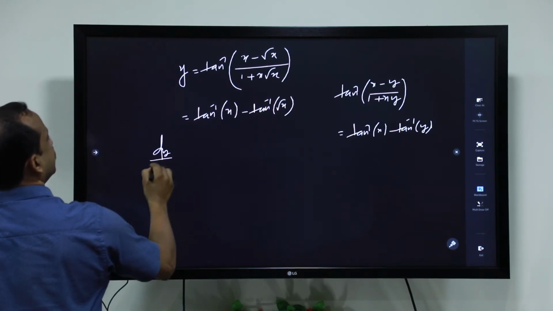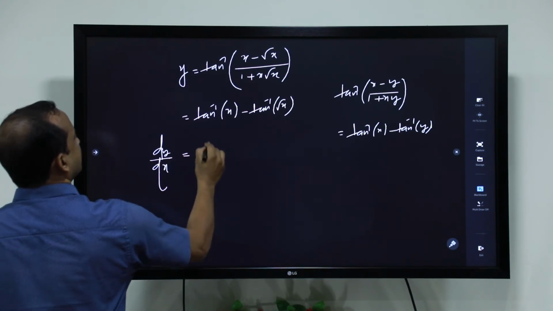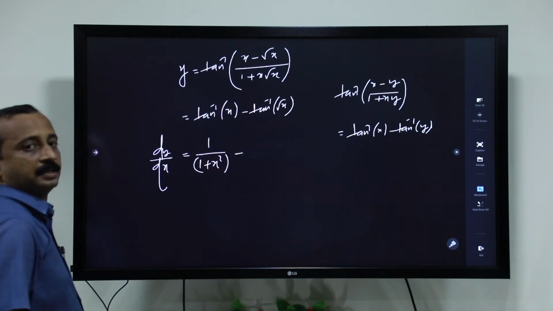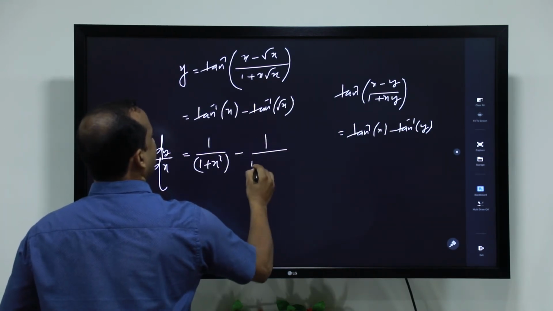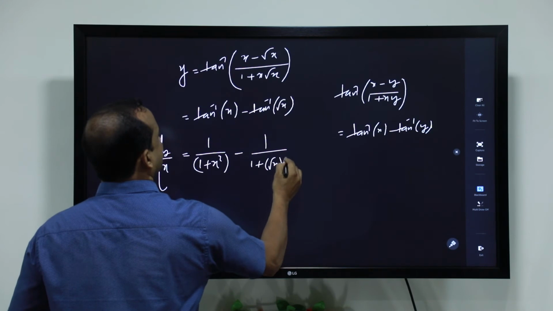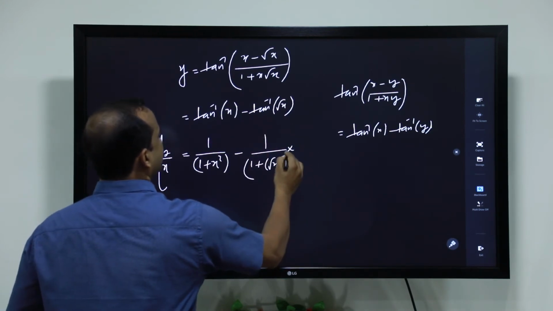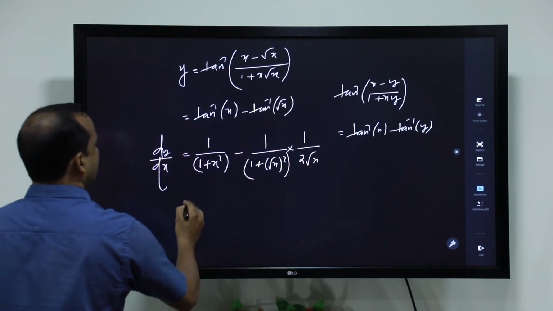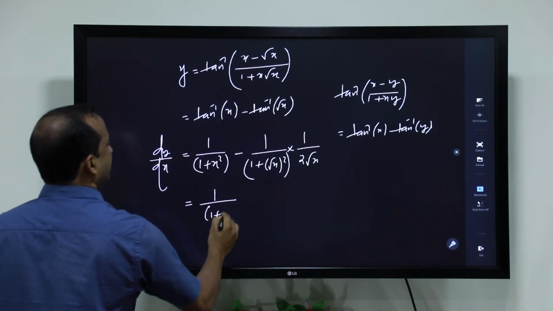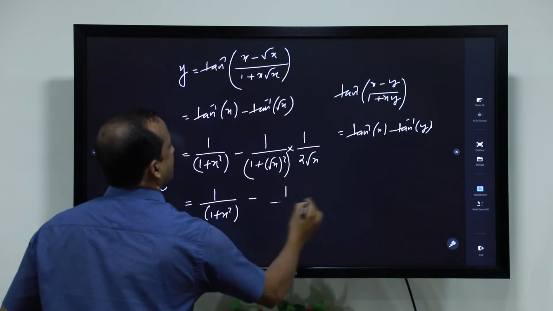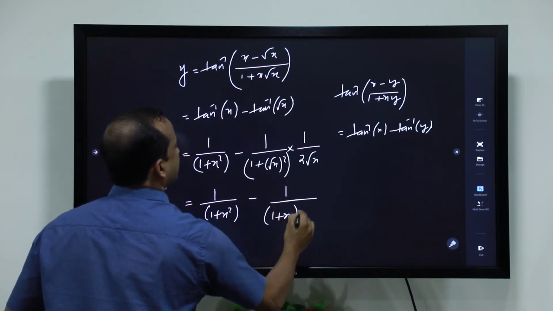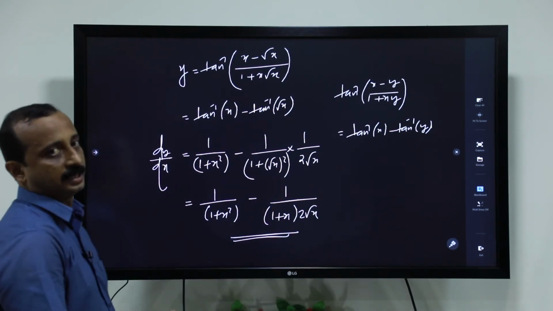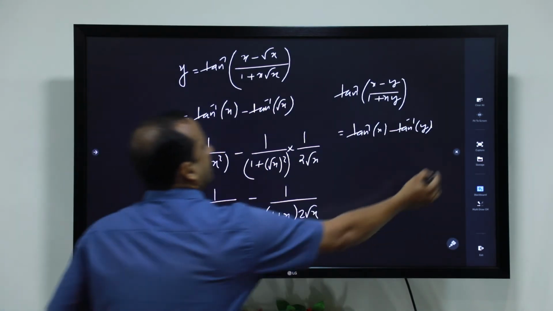Now find the derivative dy by dx. You know the derivative of tan inverse x is 1 by 1 plus x square, minus the derivative of tan inverse root x, which is 1 by 1 plus root x the whole square, into, using function of function, the derivative of root x, 1 by 2 root x. That is equal to 1 divided by 1 plus x square minus 1 by 1 plus x into 2 root x. That's all, because root x the whole square is x.